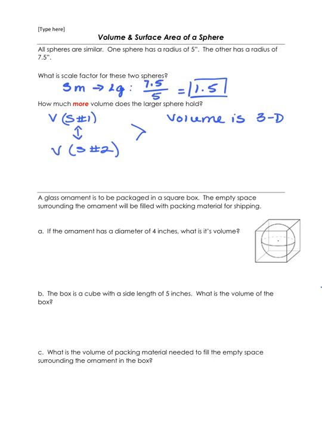So that means if I take 1.5 and cube it, I will know how many times the volume of the larger sphere is greater than the volume of the smaller sphere. Cubing 1.5 gives us 3.375. So that means the larger sphere has a volume that is 3.375 times greater than the volume of the smaller sphere.